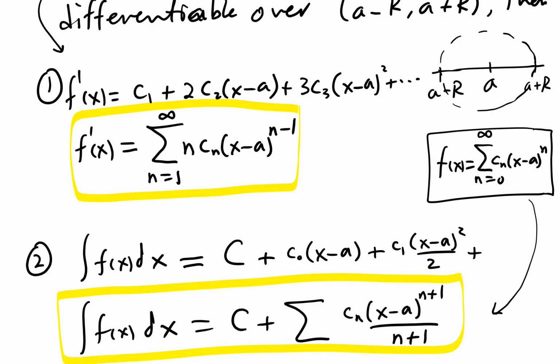For the bounds, because we're not dropping the first term, n starts at 0. So n starts at 0.